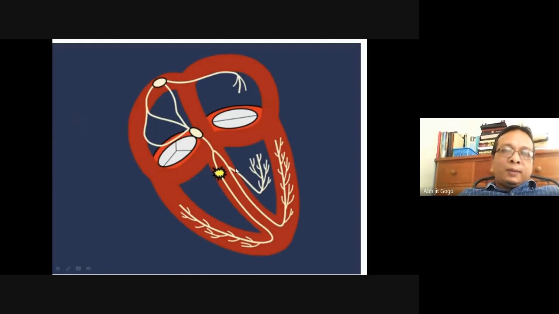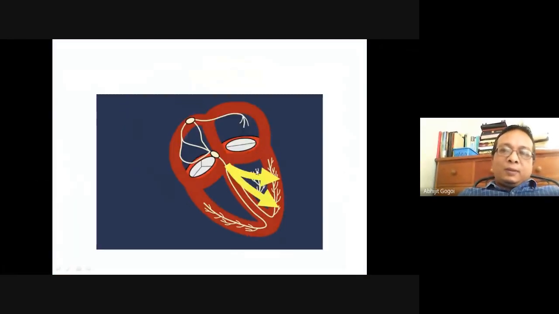So let's block this and see what happens if we block the right bundle branch. If we block the right bundle branch, then the whole of the cardiac impulse will go towards the left ventricle, meaning the right ventricle is not getting the impulse. So the left ventricle will be excited first and will contract, because all of the impulse is going towards the left ventricle.